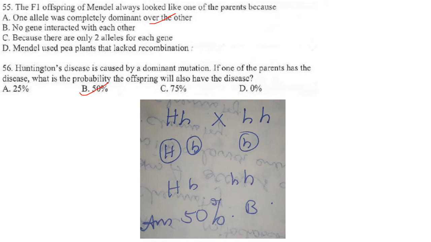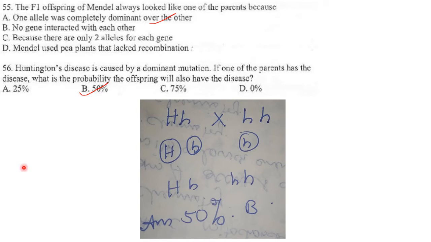Then, the F1 offspring of Mendel always looked like one of the parents because one allele was completely dominant over the other. Answer is option A. Then, Huntington's disease is caused by a dominant mutation. If one of the parents has the disease, what is the probability that the offspring will also have the disease?